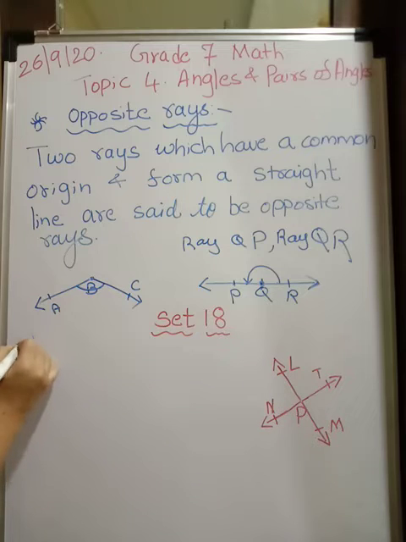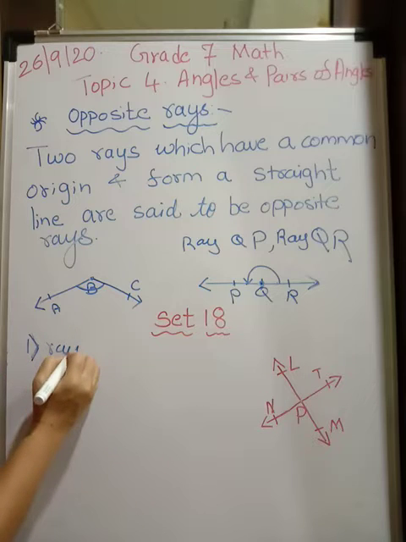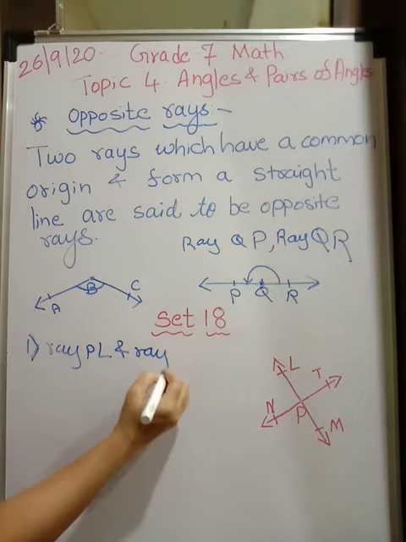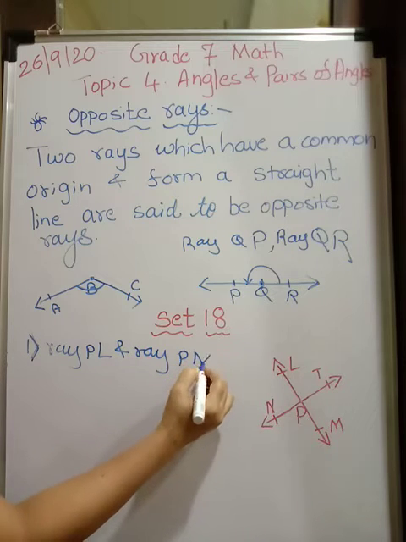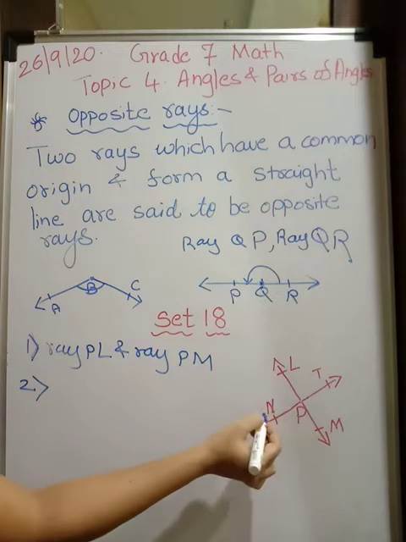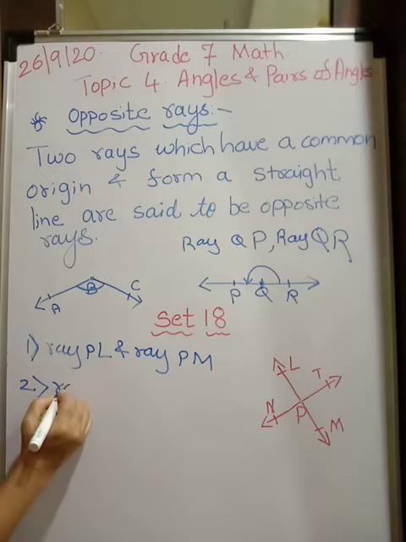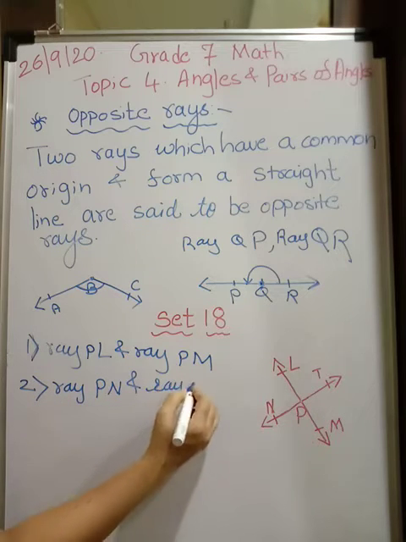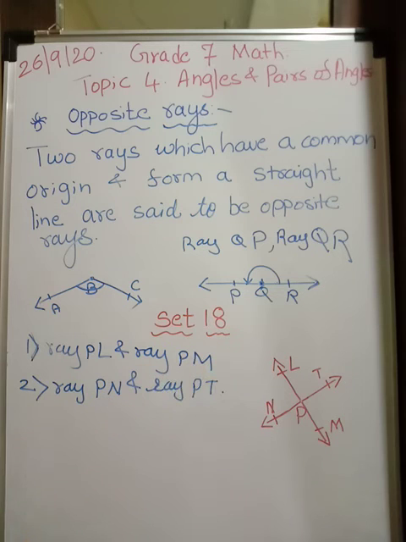So, first pair. They have asked, name the pairs. So, you have to write pair. Pair means there are two things in one pair. So, we will write two rays. First is what? Ray PL and ray PM. This is one pair. Which is the second pair? Second is, this is also a straight line. So, PN and PT. So, you have ray PN and ray PT. So, these are the two pairs of opposite rays.